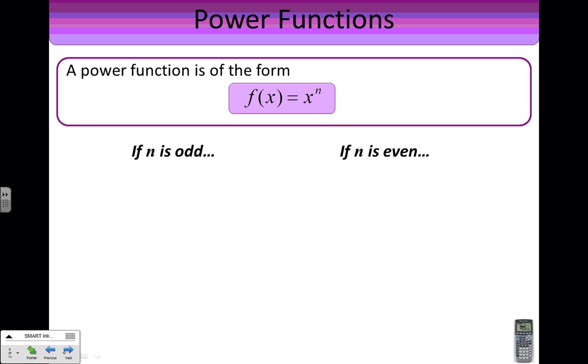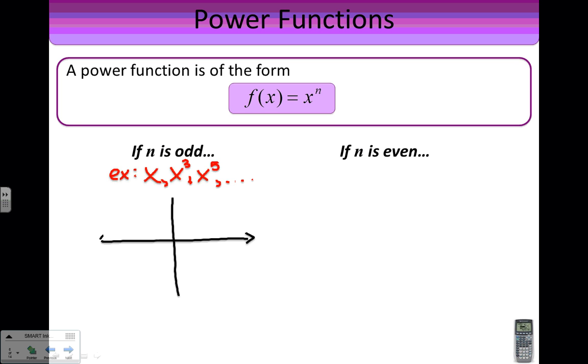So what we know about power functions: if n is odd, so for example, if I have x to the first power, x to the third power, x to the fifth power, so if that exponent is an odd number, then our polynomial is going to start and finish in opposite directions. So x to the first, that is a line, that is a linear equation. So a line starts low and ends high.